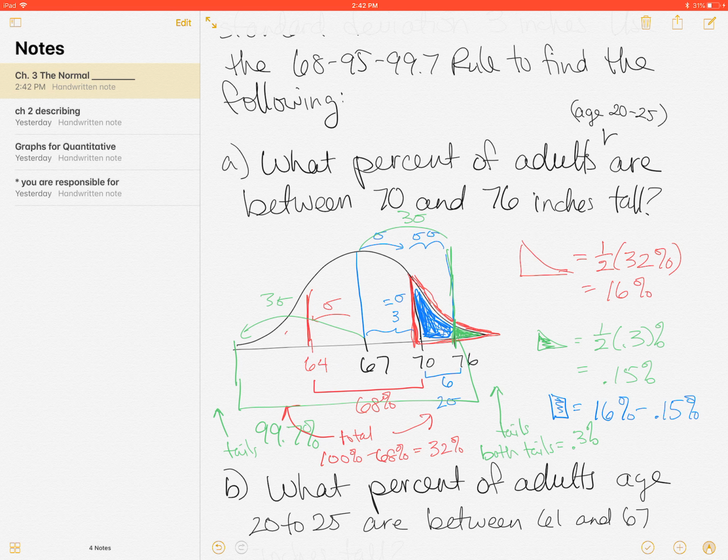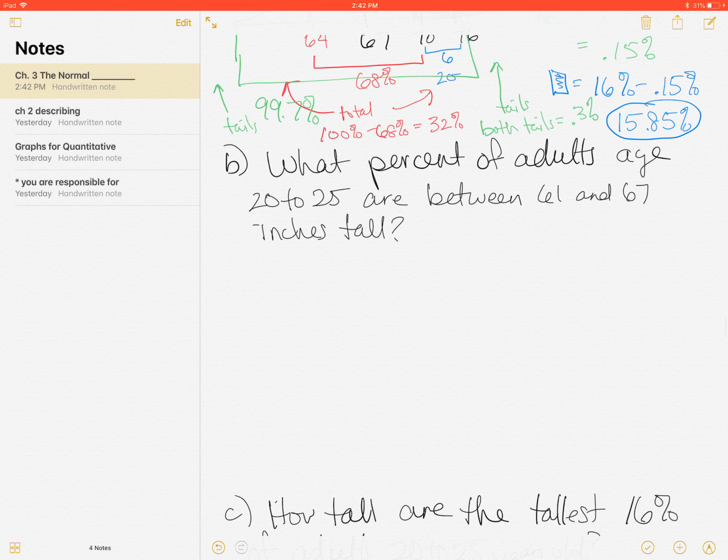And therefore, our blue area, which is what we wanted, is the 16% of all the red minus the 0.15% of the green, which is 15.85%. That is our blue area. So what percent of adults are between 70 and 76 inches tall? 15.85% of them. And again, this data is all made up.